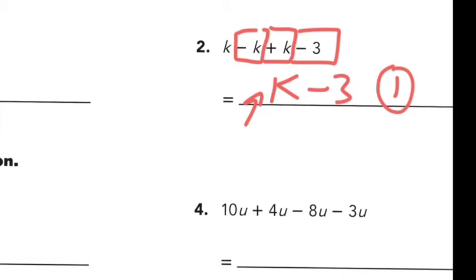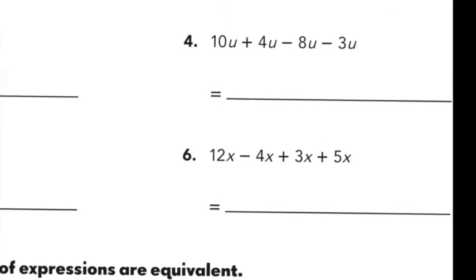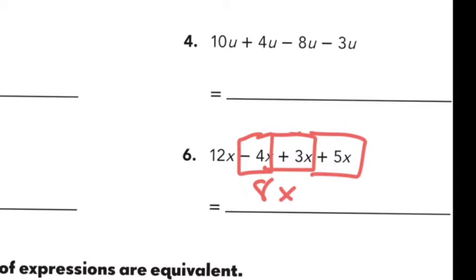All right, let's try one more of these, and then we can move on. So number 6, I'm going to box them out. They're all x's, so I can combine all of those because they're like terms. I have 12x minus 4x, which is 8x, plus 3x plus 5x, which is 8x. So when I combine them, 8x plus 8x is 16x. So my coefficient will be 16.